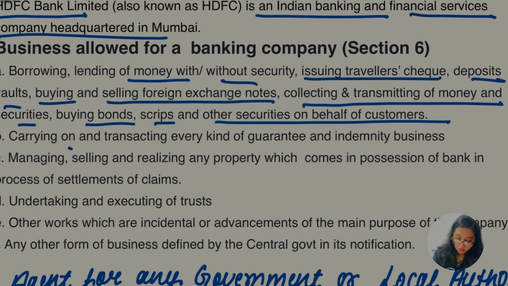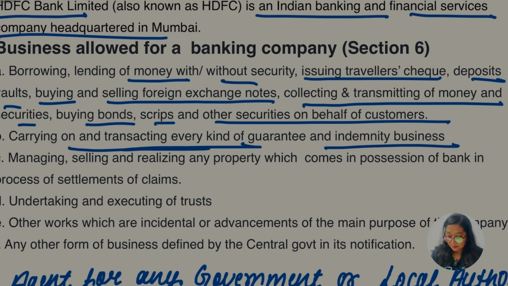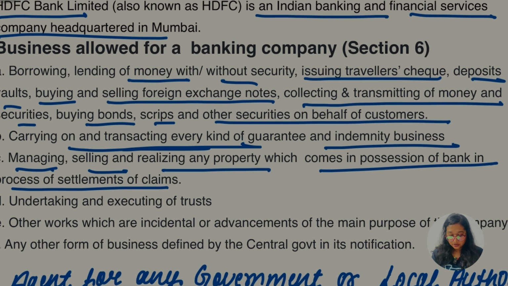Second, carrying on and transacting every kind of guarantee and indemnity business. Third, managing, selling and realizing any property which comes in possession of the bank in process of settlement of claim. What happens if settlement is not done by any of the customers, right? Once it creates an NPA, then after a certain time period the bank can take actions, right? What are the major actions? Managing, selling and giving it on lease and all. These are the actions taken by the bank.